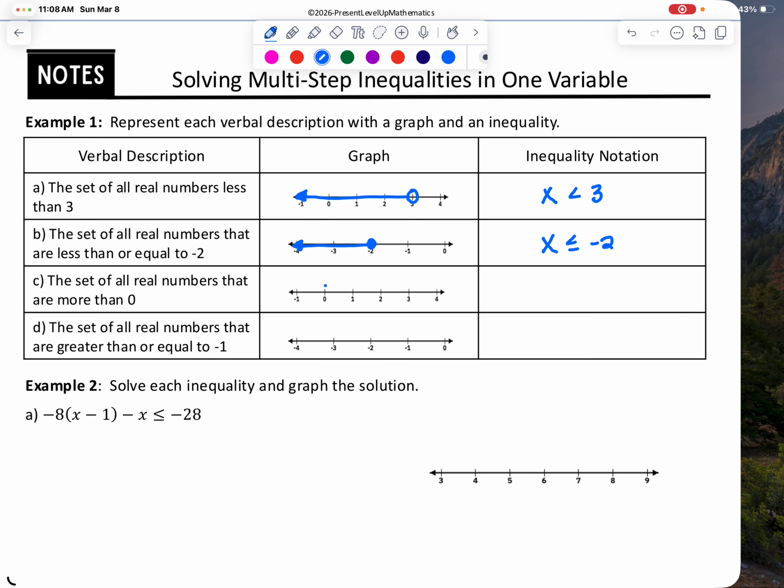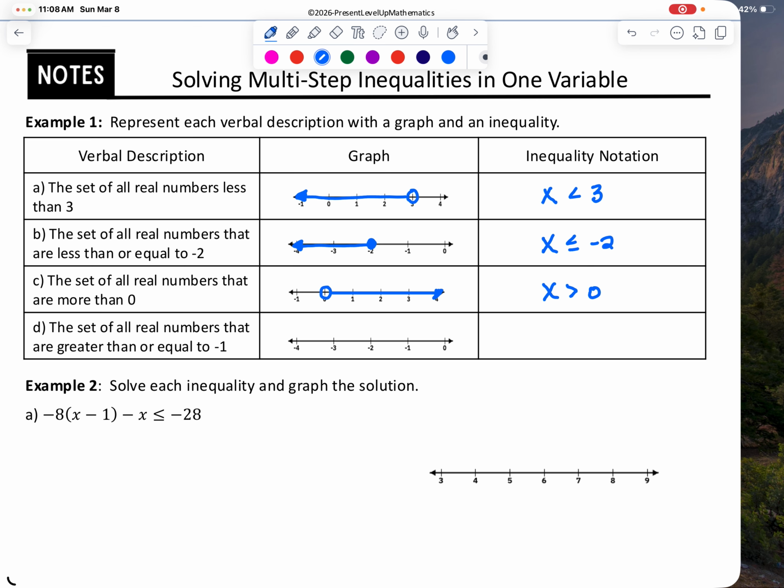All right, problem C, the set of all real numbers that are more than 0. So I'm going to put an open circle at 0. Let me try that one more time. An open circle at 0, and I want to shade the numbers that are more than or bigger than 0. So that would be to the right. All right, and then in inequality notation, for the set of all real numbers, I'll use the variable x. For more than, I'll use greater than and 0.